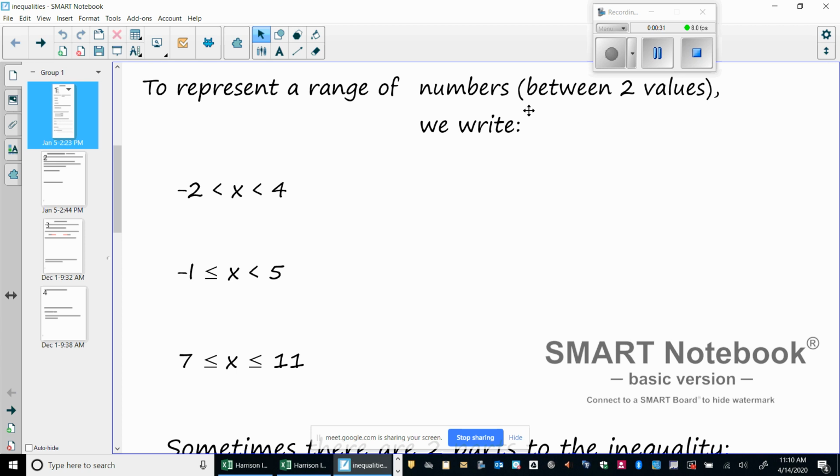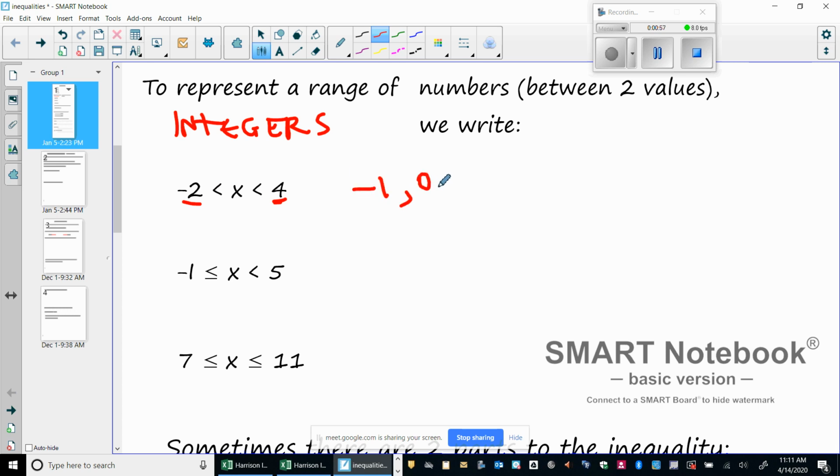If we've got a range of numbers, so if we want to say between something, then you're going to have something that looks like this. Now, when there are these symbols here, it does not include these two numbers. So if we were talking about integers, which are whole numbers, between these two numbers, we would start off at -1 and then have 0, 1, 2, and 3. We cannot have the -2 or the 4 because of these symbols.